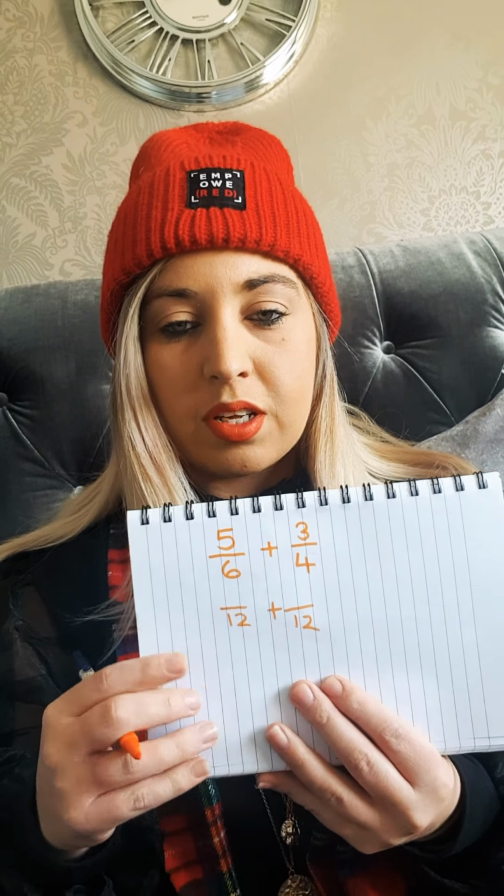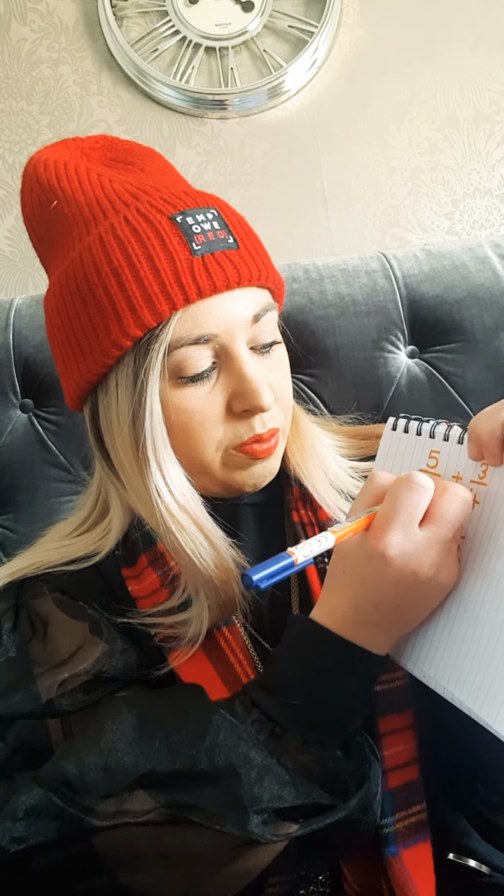So, the next thing you need to do is think about what did you do to this number to get it to 12, because whatever you do to the bottom of a fraction, you must also do to the top. So to get 6 to 12, we times that by 2, which means we also have to times the top number by 2. So 5 times 2 is 10.